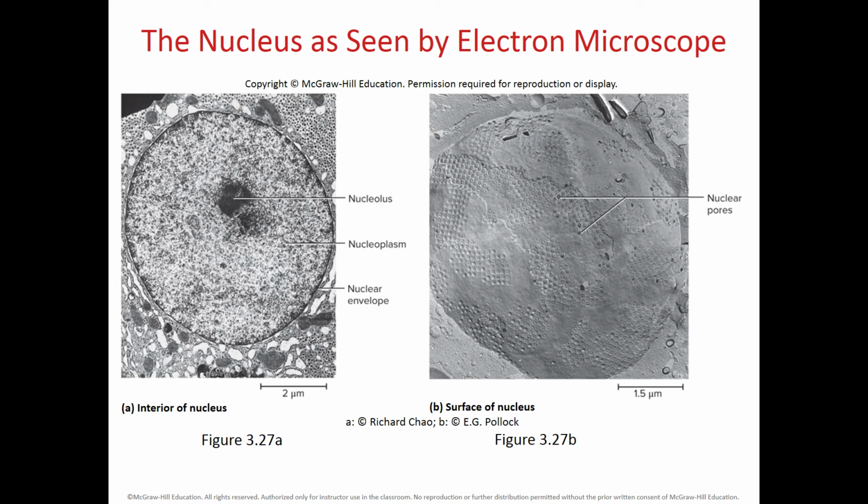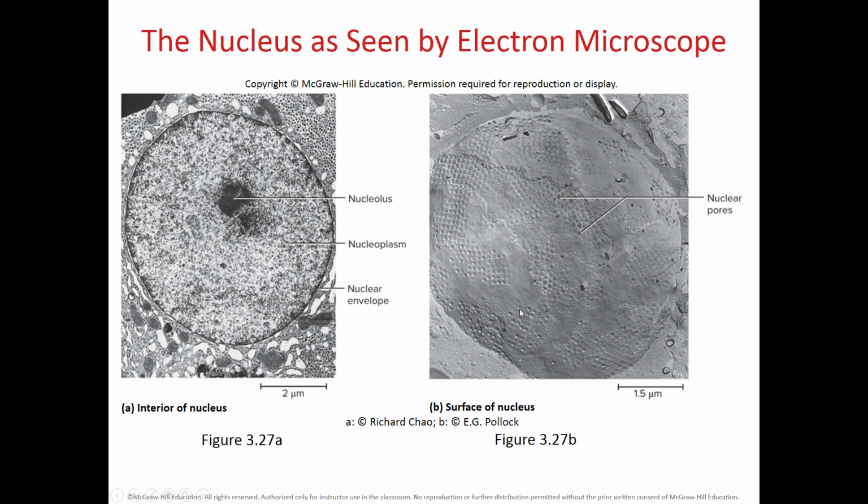So this is an electron microscope image of the nucleus. So in this case, this is a cross section of the nucleus. So you have the nucleolus in here. You have the fluid part of the nucleus that is called the nucleoplasm, and in here you have the nuclear envelope. You cannot see the chromatin or the DNA, but it is scattered somehow through here.